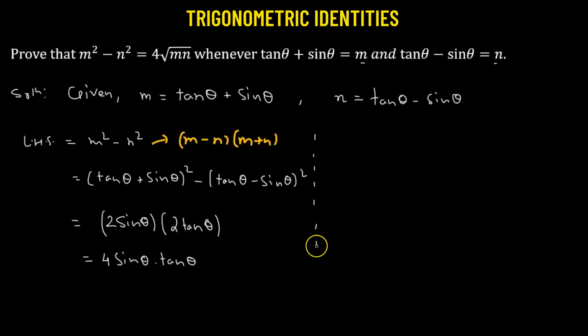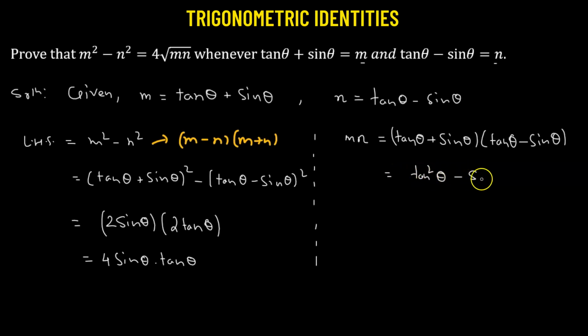We'll keep it aside. Now we will work with our m times n. So we have m multiplied to n, so this will be equal to tangent of theta plus sine theta whole multiplied to tangent of theta minus sine theta. This can now be rewritten as tangent squared theta minus sine squared theta.